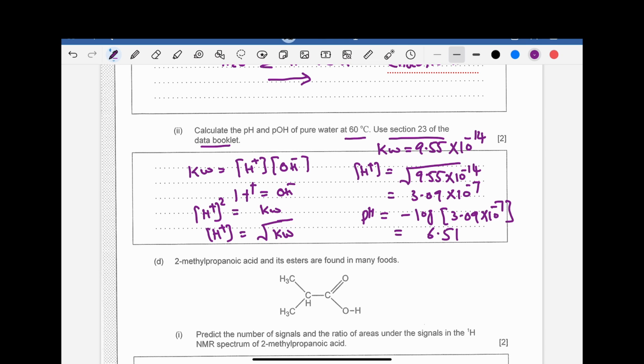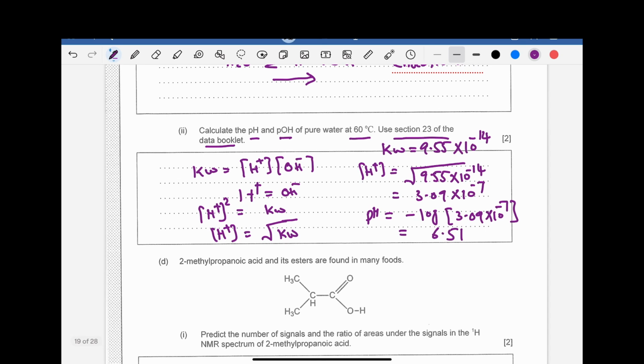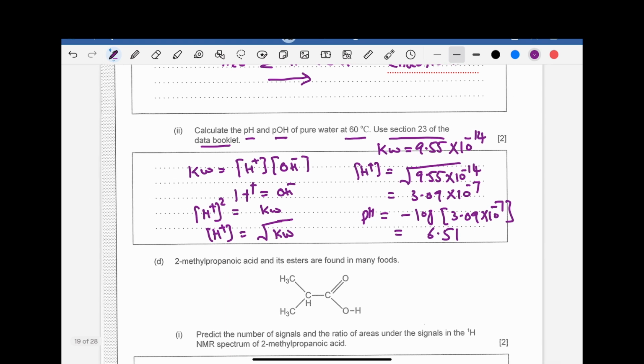That is a pH. So pH and then pOH. Because H plus is equal to OH minus, so pOH will be 6.51 as well. We can't use 14 here because we are calculating at a different temperature and using a different value of Kw. The water is still neutral and we have a new value of pH and pOH. D.